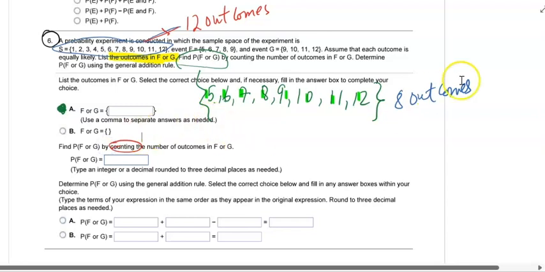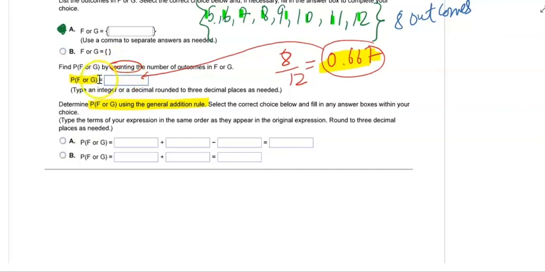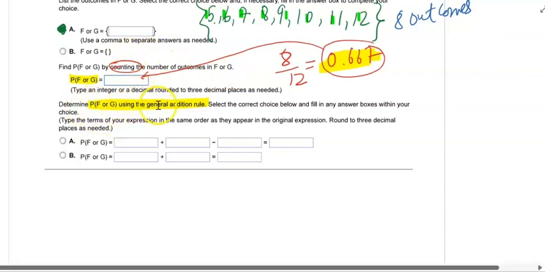How many outcomes in F or G? 8. How many outcomes in the sample space? 12. 8 over 12. You divide 8 by 12, you get a decimal, rounded to 3 decimal places as needed. And the answer must be 0.667. If you divide 8 by 12, you get 0.667. Notice that we found the probability of F or G by using counting.